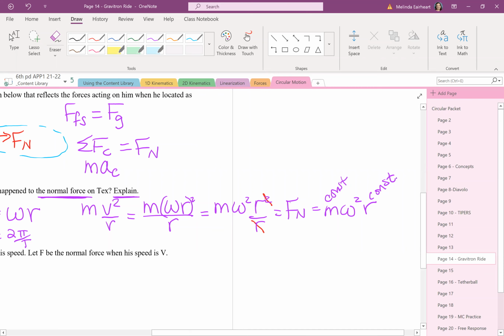And so what kind of relationship does normal force have with omega? When omega increases, normal force will increase. And you'll feel that. You feel it on any normal roller coaster. The faster it goes, the more you feel pressure with the seat. Okay? Same thing here. And so normal force increases.